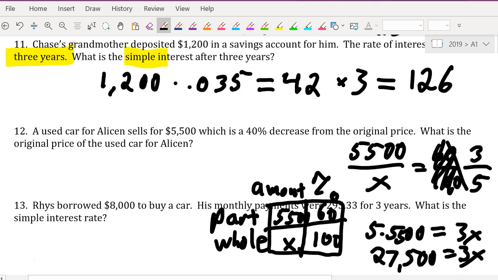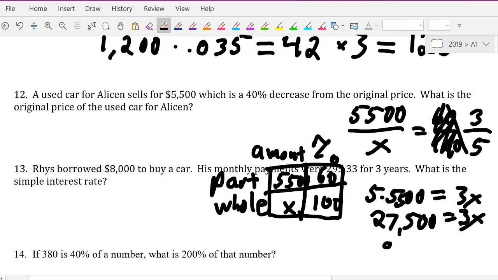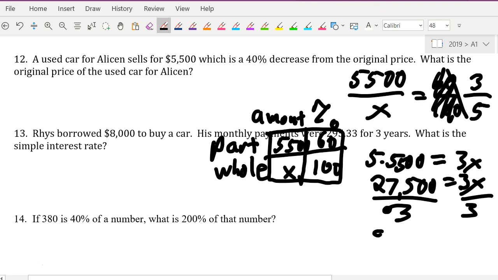Divided by 3. See if this is right. It's $9,166.67. Could you test that, Dylan? Of course you could. You could say 9,166 times 0.6, right? And it should be 5,500.